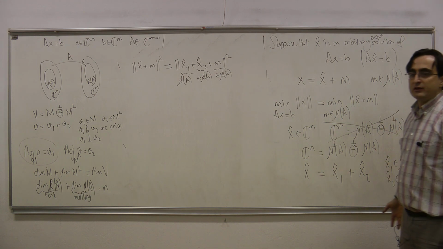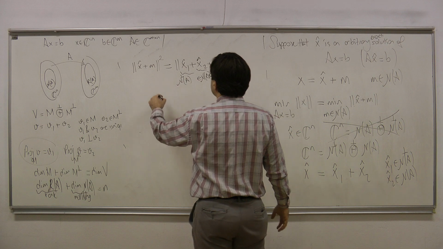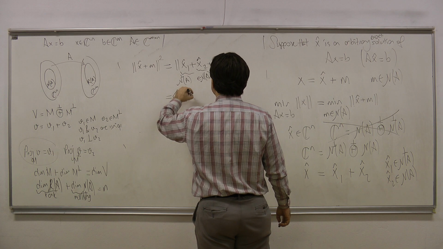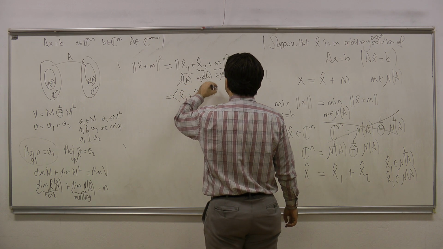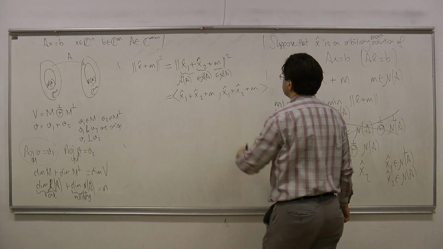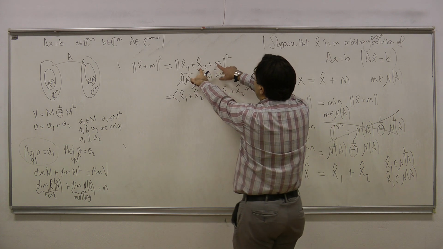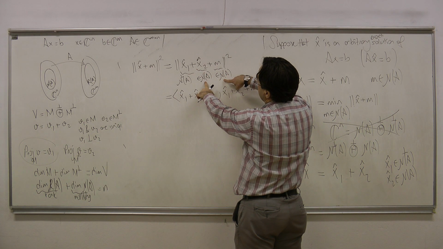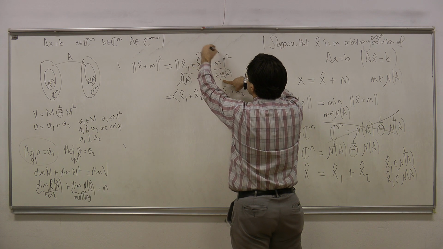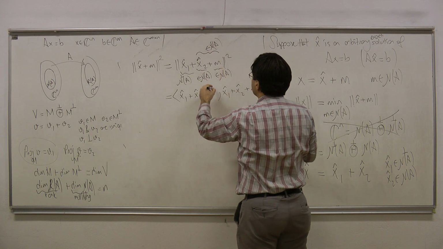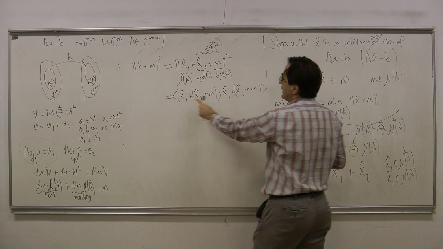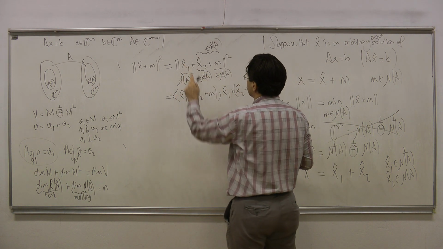Now let us go into the inner product domain. This is L2 norm squared. That means that this is the inner product of the vector inside with itself: x1 hat plus x2 hat plus m, and x1 hat plus x2 hat plus m. Now x2 hat and m are both in null space of A. Since null space of A is a subspace, their sum should also be inside null space of A. Okay? So this vector is in null space of A, and x1 hat is in null space of A orthogonal complement.